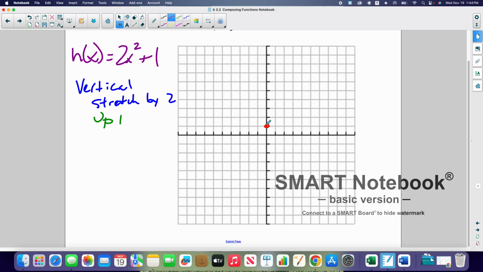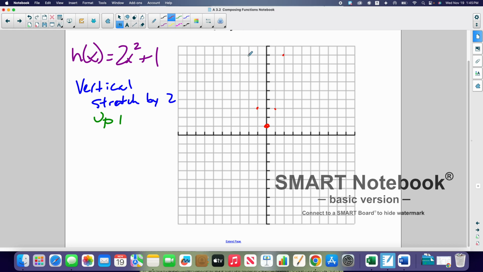It's a vertical stretch, so my pattern has changed. What is the pattern for a parabola? 1, 1, 2, 4, 3, 9. Good. But I'm not going to graph that pattern because it's changed. Instead of going over 1, up 1, I'm going to go over 1, up 2, because of my vertical stretch. Instead of going over 2, up 4, I'm going to go up 8. That's correct. I got a vertical stretch, so I'm going to go over 2 and up 8.